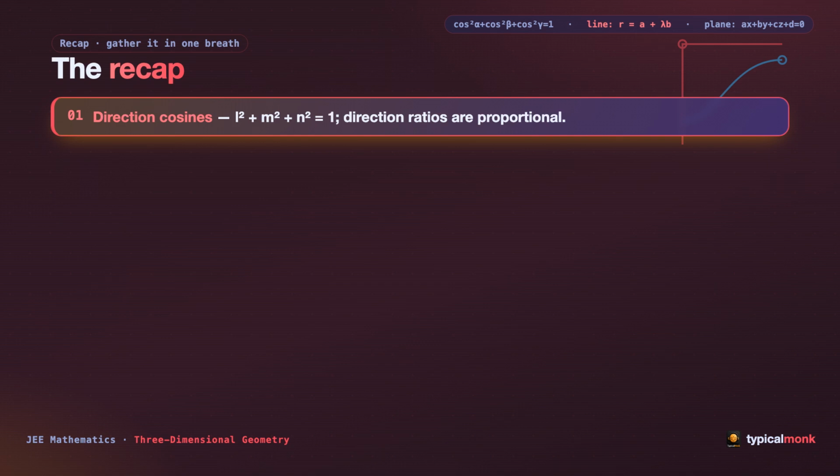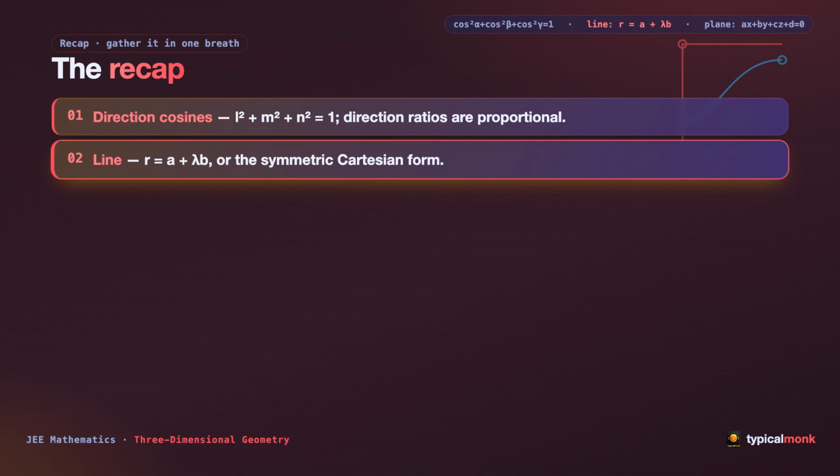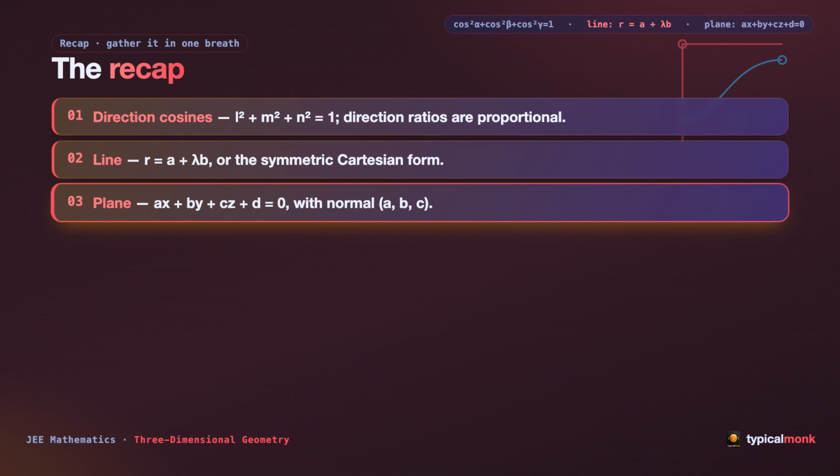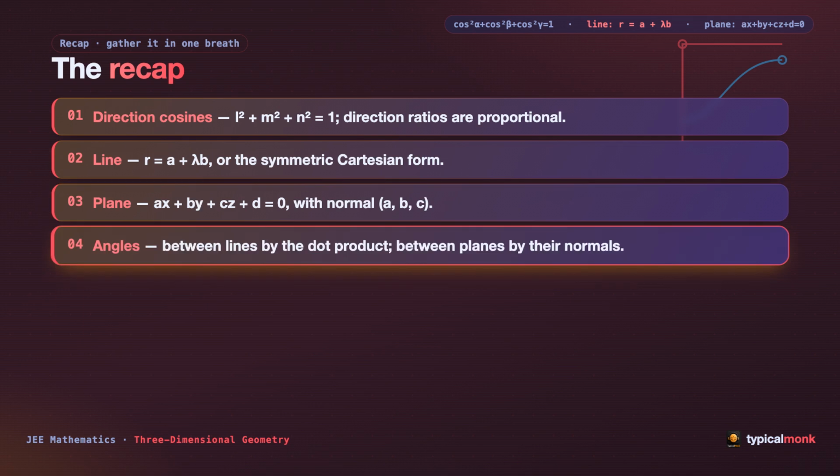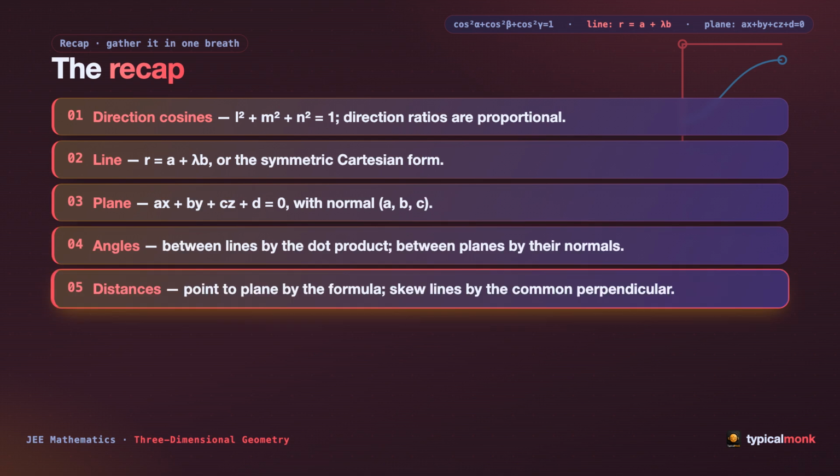Let us gather it all in one breath. Direction cosines: L squared plus M squared plus N squared equals 1, and direction ratios are proportional to them. The line: r equals a plus lambda b, or the symmetric Cartesian form. The plane: Ax plus By plus Cz plus D equals 0 with normal A, B, C. Angles between lines by the dot product, between planes by their normals. Distances: point to plane by the formula, and skew lines by the common perpendicular.